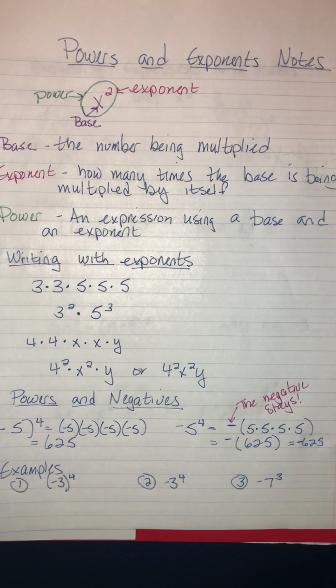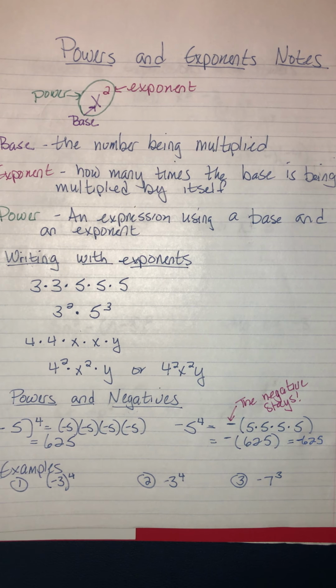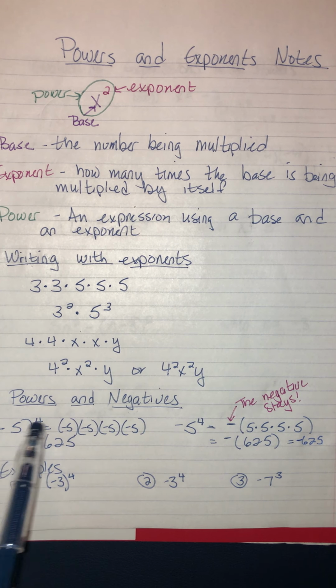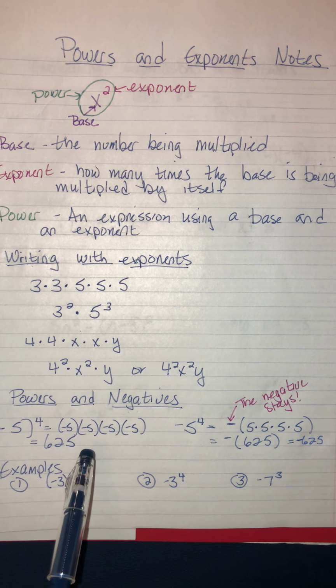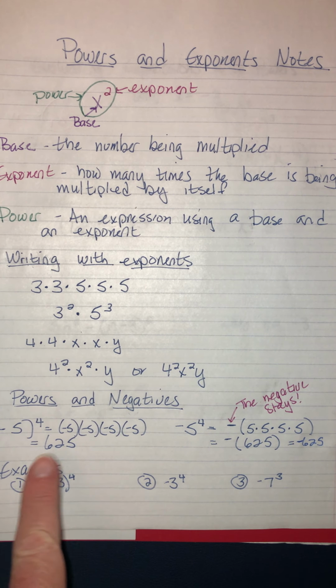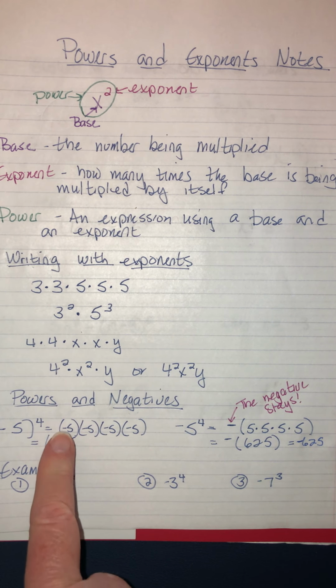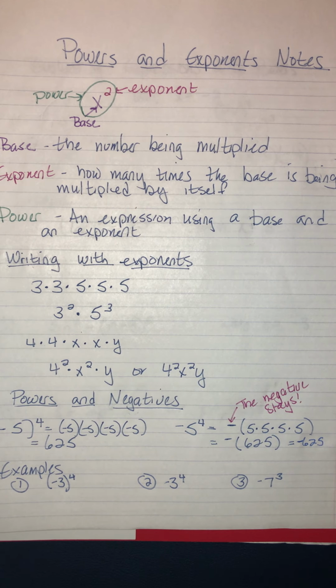Okay. Let's look at a couple examples. So I have negative 5 to the 4th. Because I have these parentheses, that means that negative goes with my 5. So that is the same as saying negative 5 times negative 5 times negative 5 times negative 5. And when I multiply that out, I end up with positive 625. Because I have an even number of negatives, so I know my answer is going to be positive.